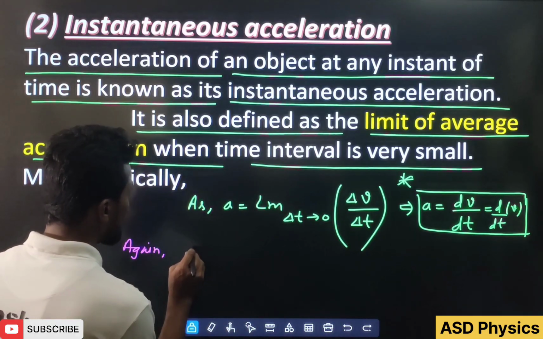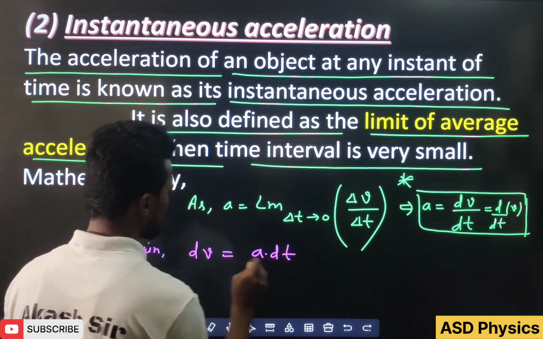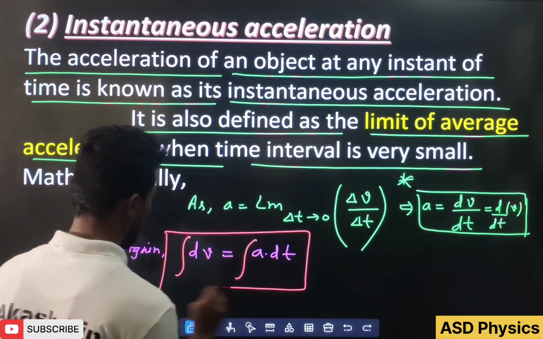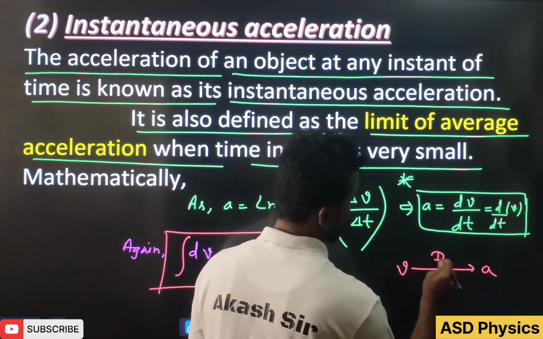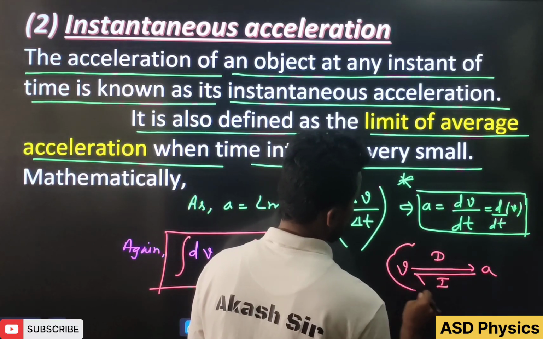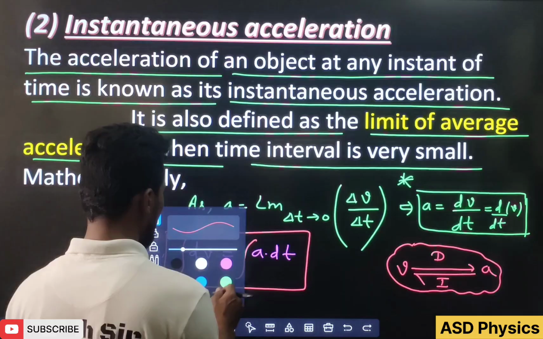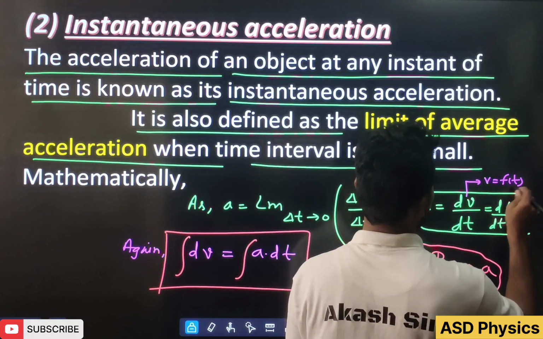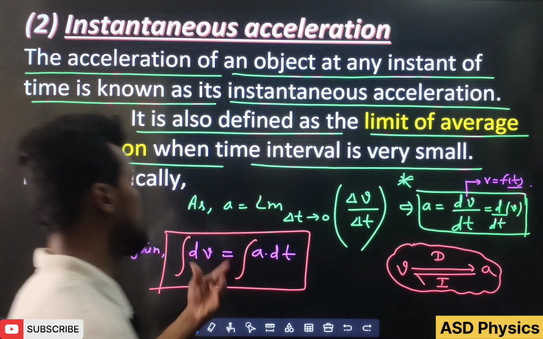But see here, please. From the integration point of view, you can write dv equals a dt. Now dv equals a dt here. Remember that if velocity is given and we want to know the acceleration, we use differentiation. The reverse means integration. This you should know very well. This is acceleration in terms of time. And one more thing: you have to use this formula when velocity is given as a function of time.